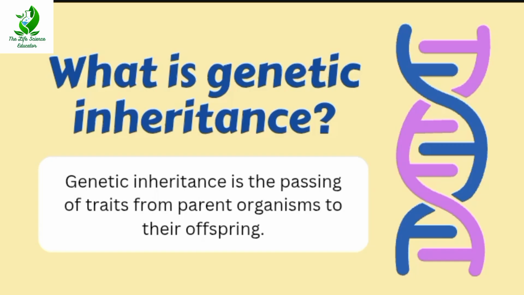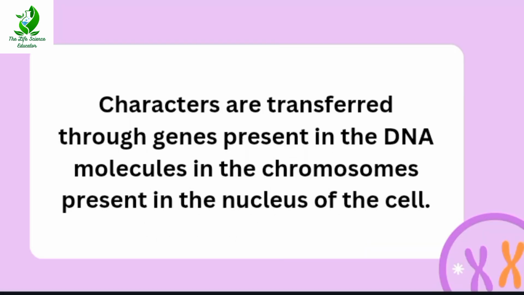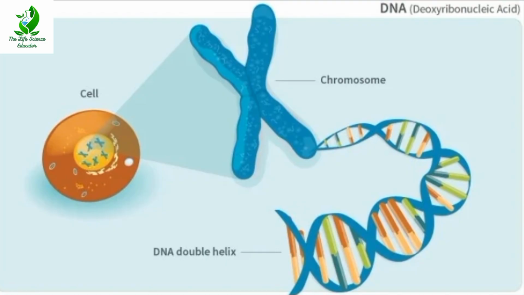So what is genetic inheritance? Genetic inheritance is the passing of traits, characters from parent organisms to their offspring. Characters are transferred through genes present in the DNA molecules in the chromosomes present in the nucleus of the cell. So here you can see the genes which are present in the DNA, and the DNA is present in the chromosome which are present in the nucleus of the cell.